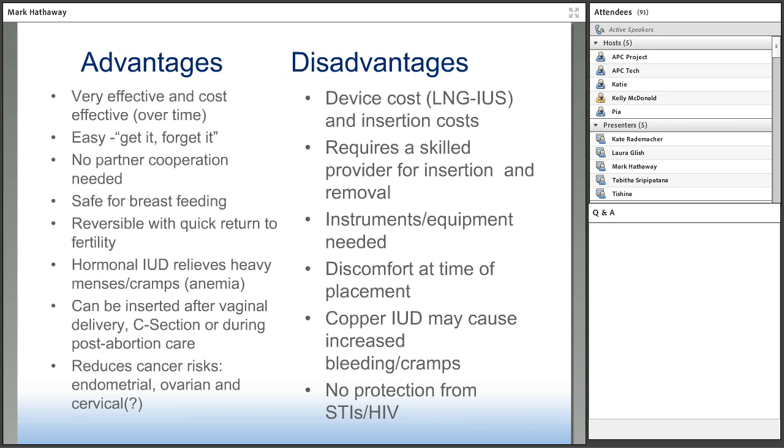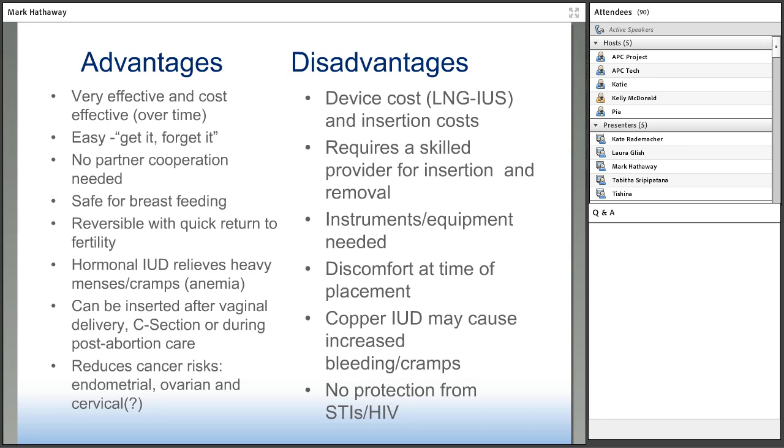They're safe for breastfeeding. Both the hormonal and the copper IUD are safe for women who desire to breastfeed. They're reversible with a quick return to fertility. The hormonal IUD has a particular advantage in that it relieves heavy menses or cramps and may even have an impact on reducing anemia. They can be inserted after vaginal delivery as well as during a C-section or during post-abortion care. And Laura is going to speak more to that as well.